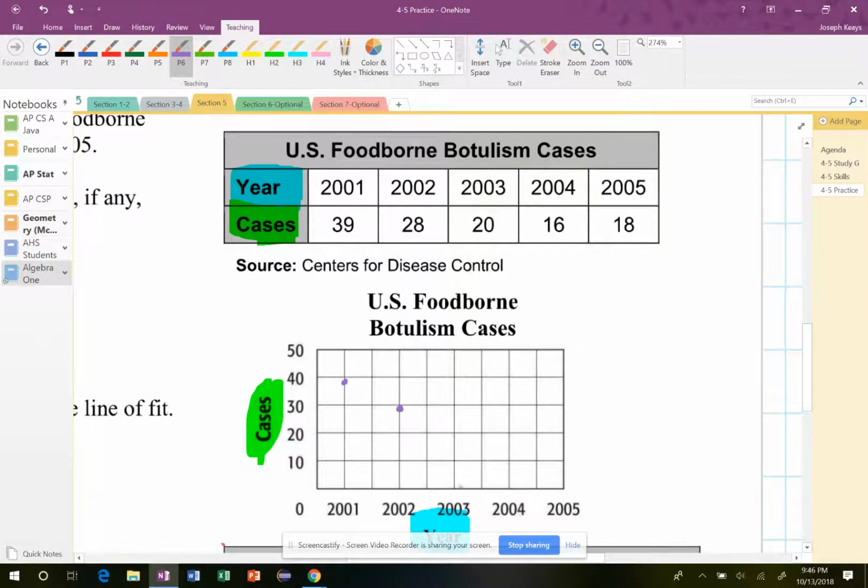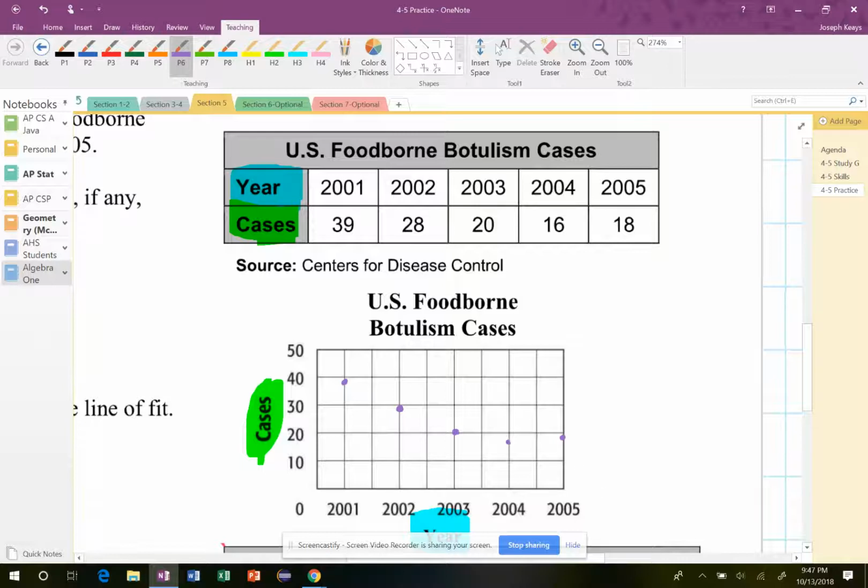Next one's 2003 and 20. It's going to be right there. 2004 and 16 is looking like right around there. 2005 and 18 is going to be right here. So it's still roughly linear in here, but you can see it's not as strong.